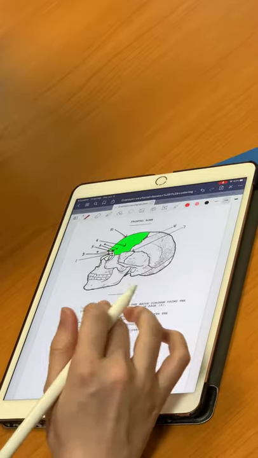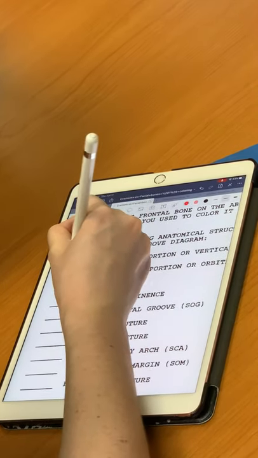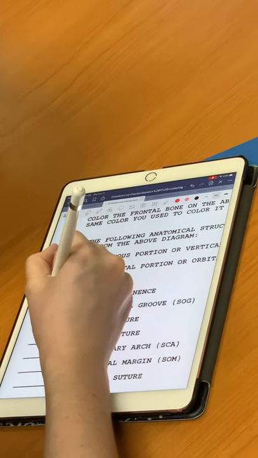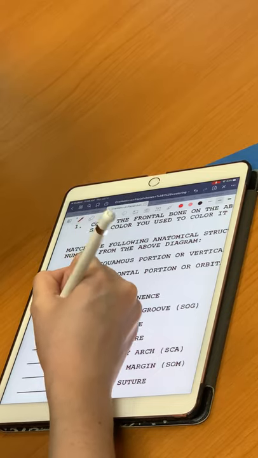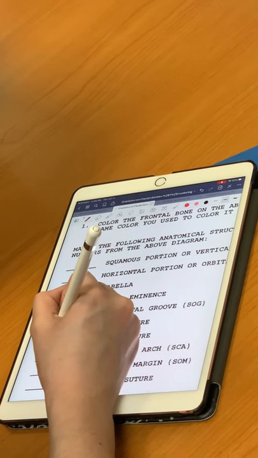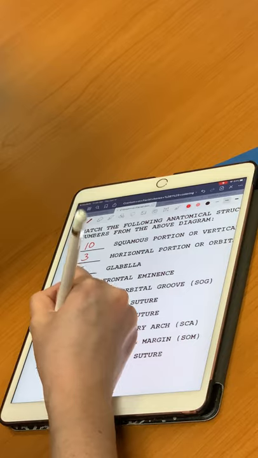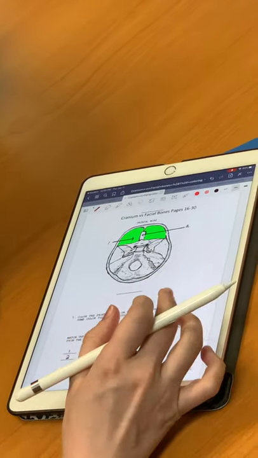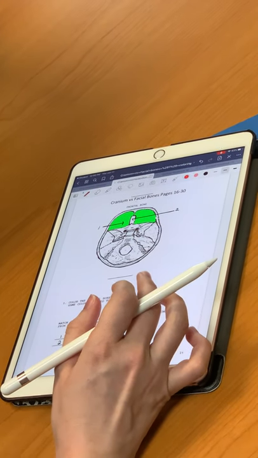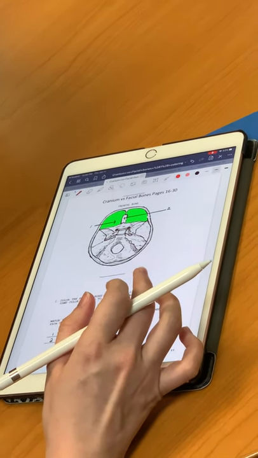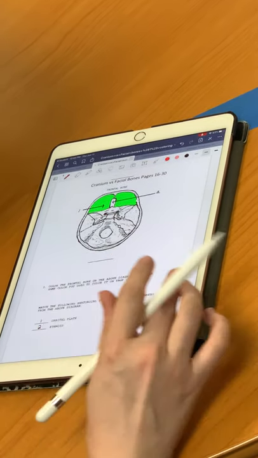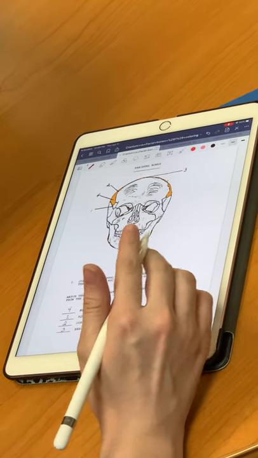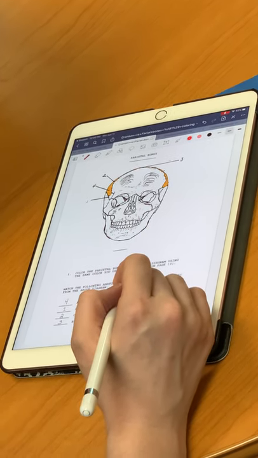Okay, page 15. 10 is the squamous, 3 is the horizontal, 5 is the glabella, 8 is the frontal eminence, 6 is the SOG, 4 is the coronal, 7 is the squamous, 2 is the superciliary, 9 is the supraorbital, and 1 is the frontonasal. Okay, 16. Number 1 is the orbital plate, number 2 is the ethmoid. Okay, page 17. 4 is the parietal, 1 squamous, 2.